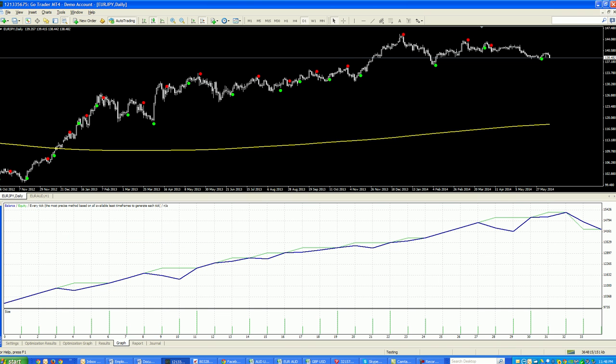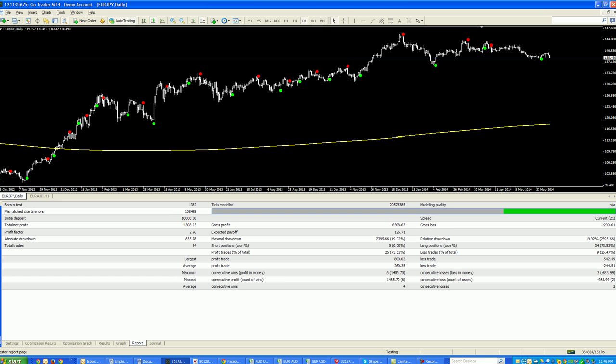There's a look at the graph. So it started off at $10,000, ends up just over 14,000. Just fell away at the end there a bit because this trade's in here, hasn't had a chance to recoup the losses. And the report, there you go, 10,000, 4,300 plus profit, profit factor 2.96. Only 34 trades. You can count those green dots plus the ones in between where it starts a new sequence.